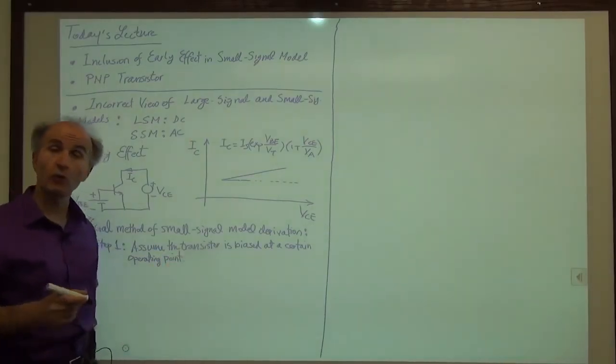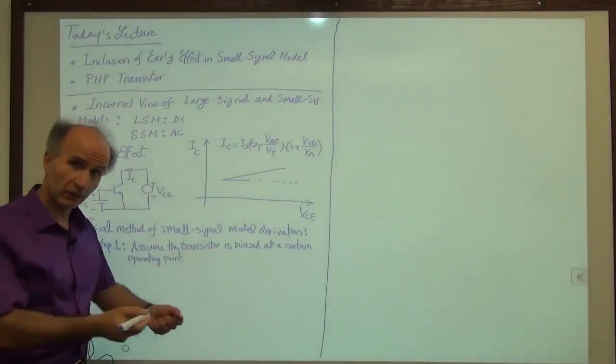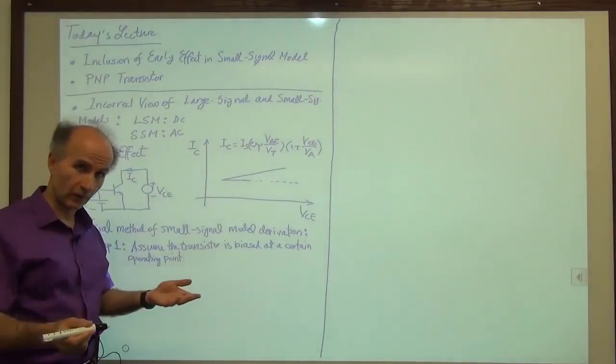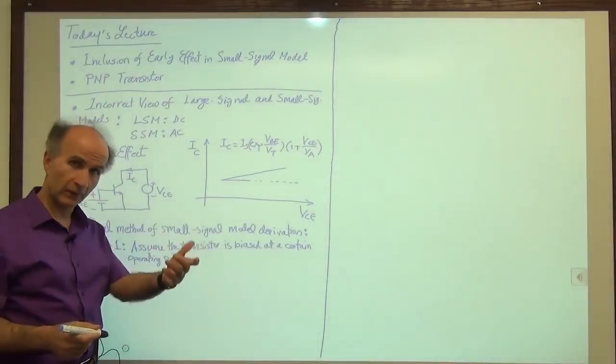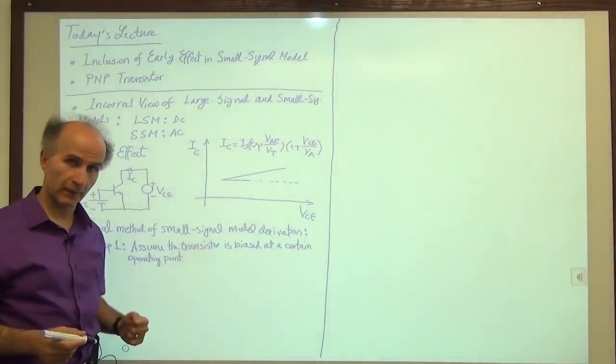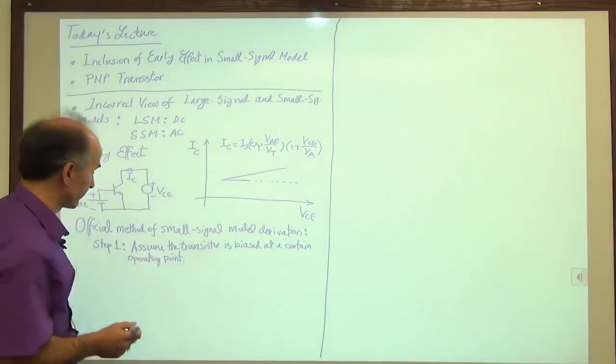Remember that if we don't bias the transistor, if the collector current is 0 and we bring a signal to it, it's dead, it doesn't do anything. So we always have to bias the transistor to provide the right gm, etc., before we can apply a signal. So the transistor is ready to receive a small signal.